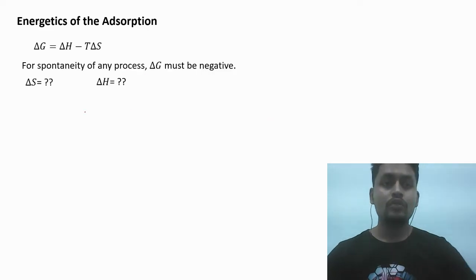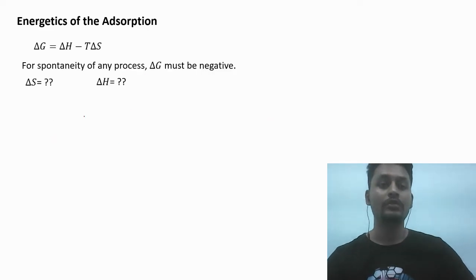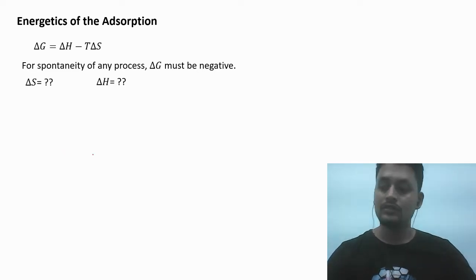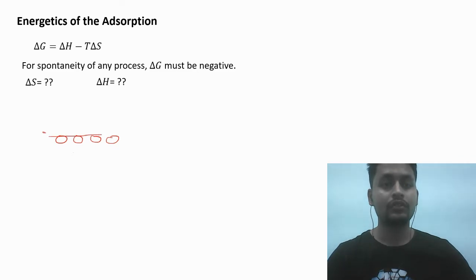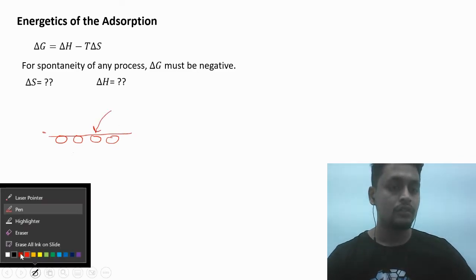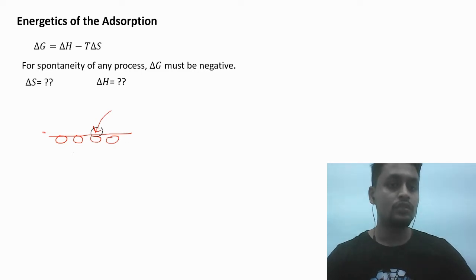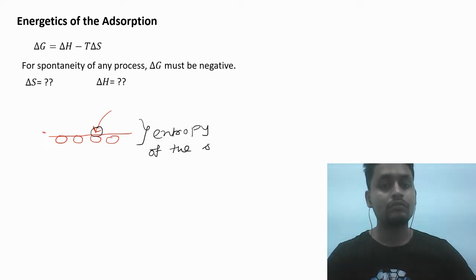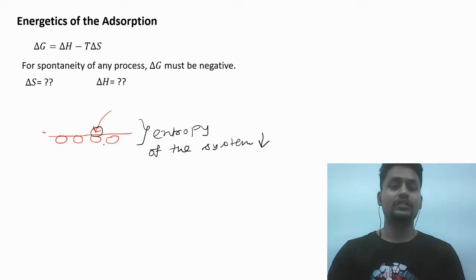Now we need to know why adsorption actually occurs. Let's say there's a surface, and something is coming and sticking to it, right? If you think about that, the entropy of the system will obviously decrease. So then how is it actually happening?